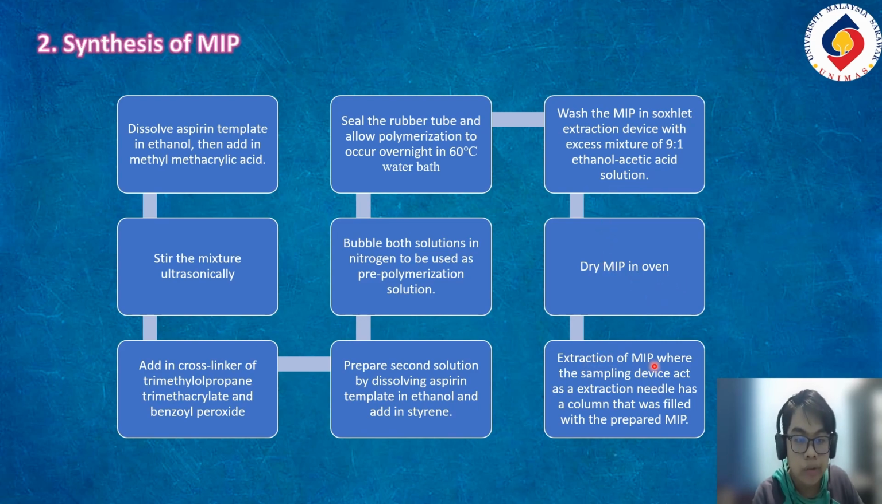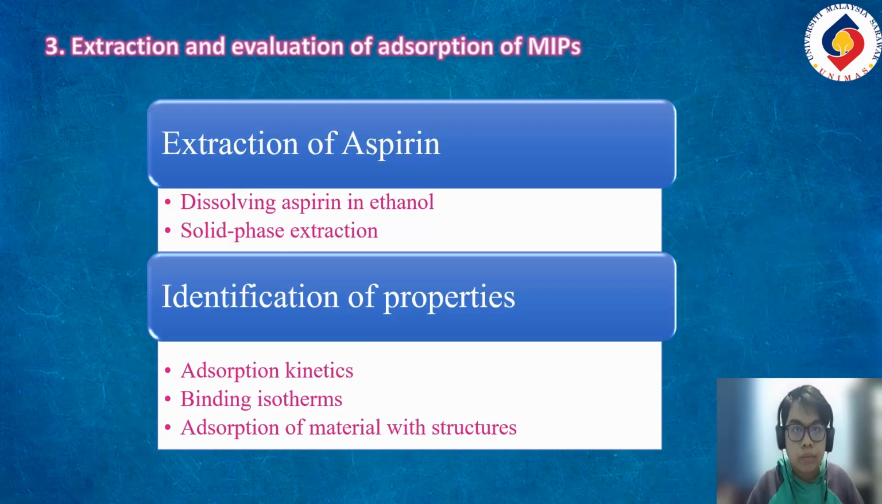The extraction of MIP will be done where the sampling device acts as an extraction needle has a column that was filled with the prepared MIP. Extraction of aspirin will be done by solid phase extraction, where the aspirin will be dissolved in ethanol. Property of MIP will be identified through absorption kinetic, binding isotherm, and absorption of material with structure.